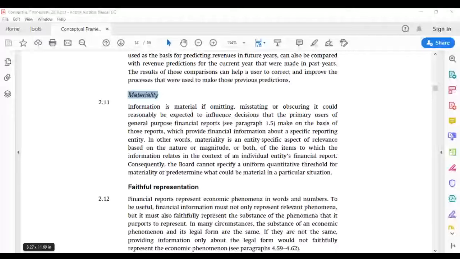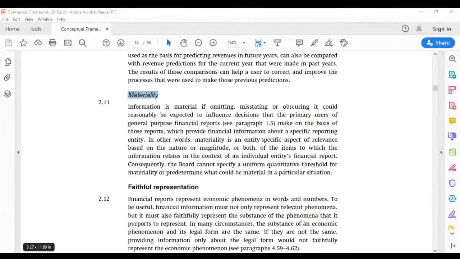So an item is material if its omission or misstatement. Misstatement. And this has nothing to do with Miss South Africa or Miss World or Miss America, right? Misstatement means you are not omitting it, you haven't left it out, but you are disclosing it at an incorrect amount. That is a misstatement. In auditing, they go further and say understatement and overstatement, but that's for auditing.